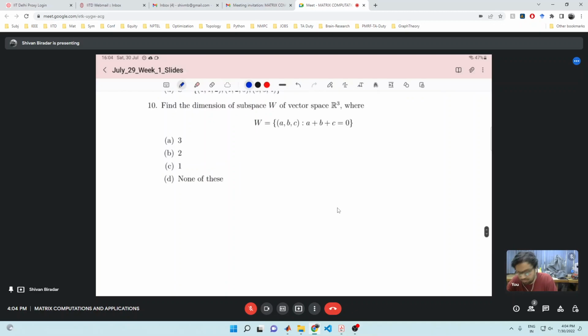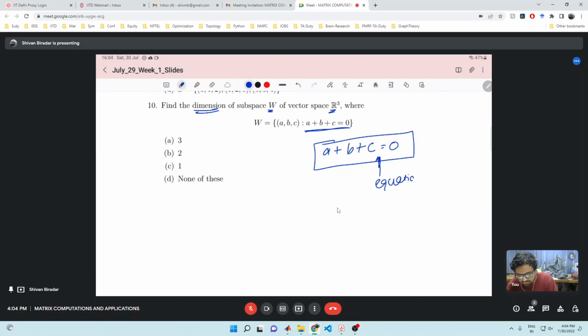Find the dimension of the subspace W of the vector space R3. So carefully look at this. A plus B plus C is equal to C. So this is an equation of a plane, an equation of a plane in R3, three-dimensional space.